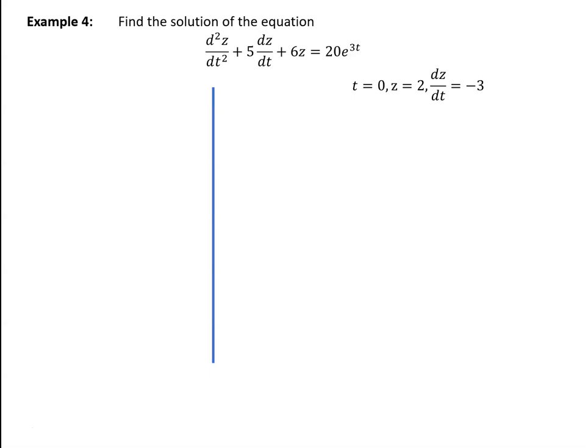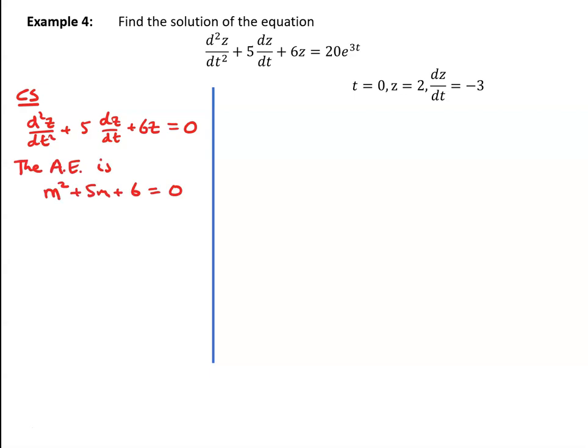Find the complementary solution first of all. So we've got to solve the equation d2z dt squared plus 5 dz by dt plus 6z equals 0. The auxiliary equation is m squared plus 5m plus 6 equals 0, which has roots m equals minus 2 or m equals minus 3. So the complementary solution is z equals a e to the minus 2t plus b e to the minus 3t.